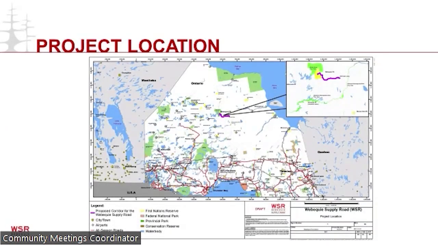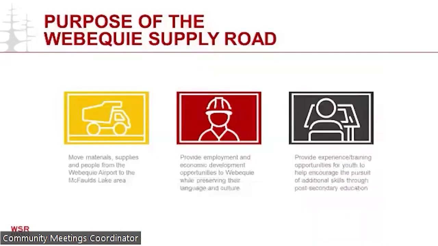Webequie First Nation is about 200 to 250 kilometers from the Hudson Bay and James Bay coasts, and the planned Webequie Supply Road runs south of Webequie and then east to the Ring of Fire area. The purpose of the Webequie Supply Road is to move people and supplies to the Ring of Fire area, create jobs and business opportunities for community members, as well as skills training opportunities for young people. As this is Webequie's project, this will be done in a careful, sensitive way that will preserve and strengthen the community's language and culture.